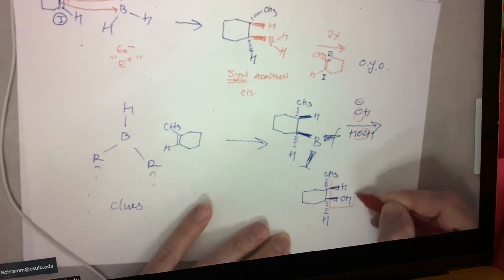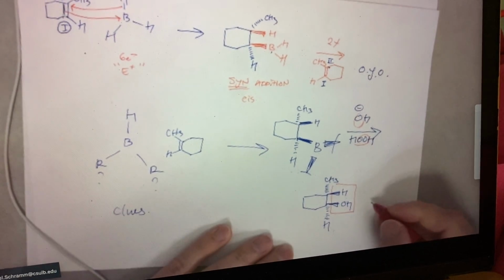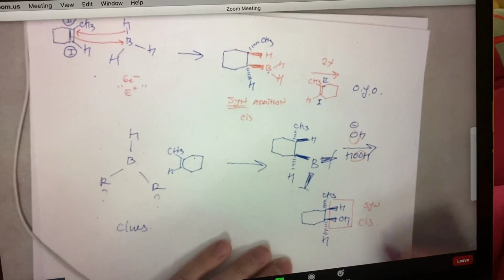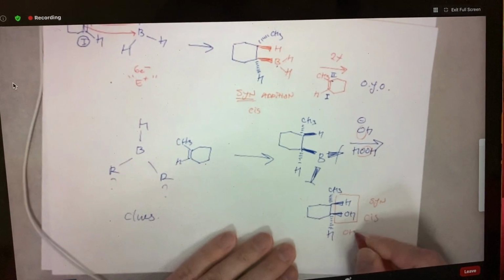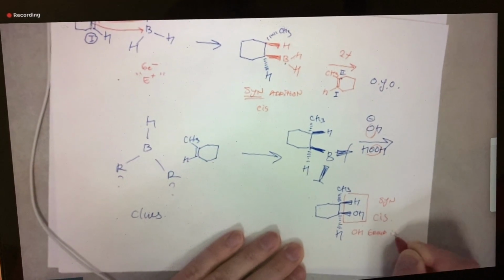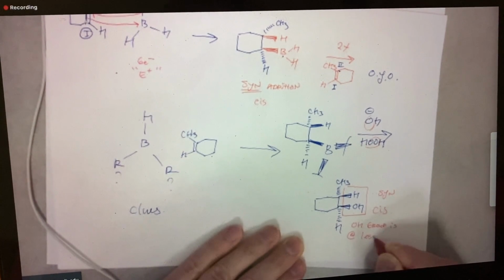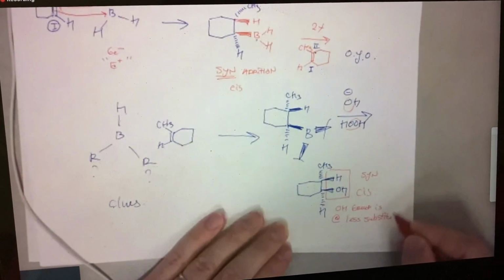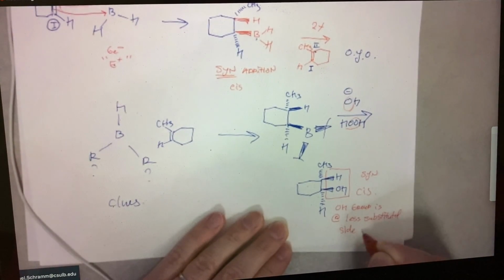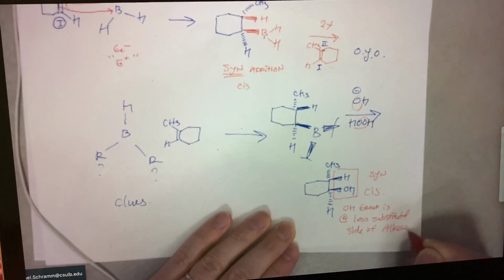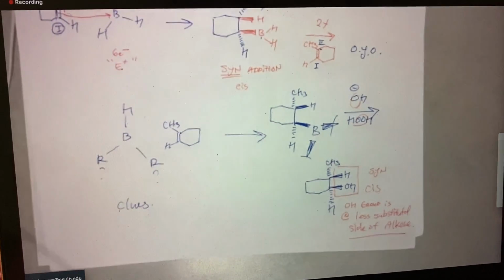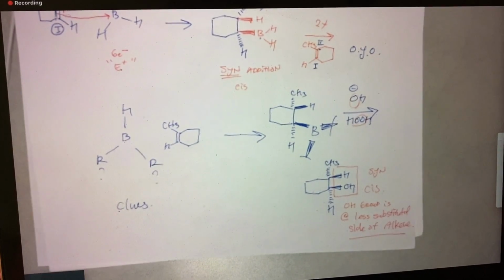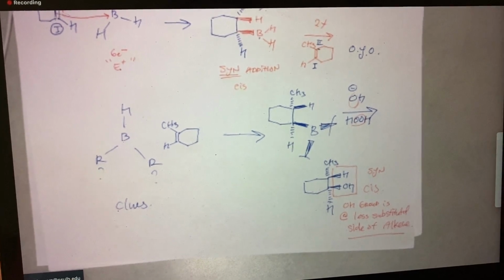These 2 groups were installed from the same side. This is the result of syn addition. This is cis stereochemistry. And notice that the alcohol group is at the less substituted side of the alkene. Okay, I'll leave this here for a minute, but this is really the culminating example, the most challenging one that we've looked at. It's different than all the other ones.